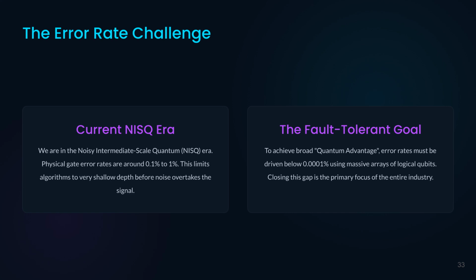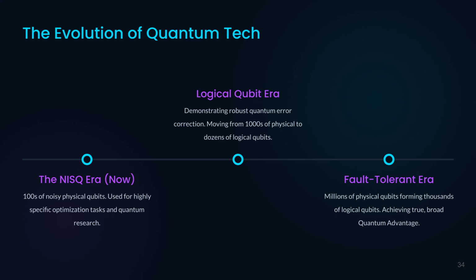We are currently in the NISQ era, where noise limits algorithm depth. The industry's primary goal is reaching a fault-tolerant state, where massive arrays of logical qubits drive error rates low enough for broad quantum advantage. The evolution of quantum technology follows a clear path, moving from the current noisy, small-scale NISQ systems toward logical qubit demonstrations, and finally, to massive, fault-tolerant machines.